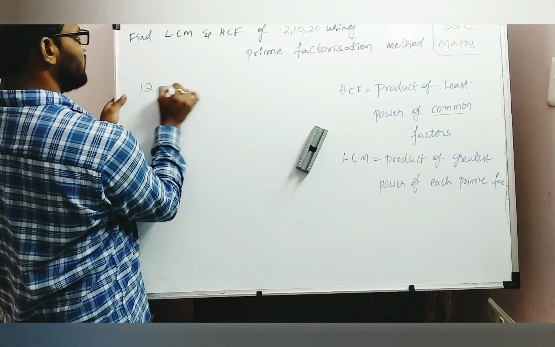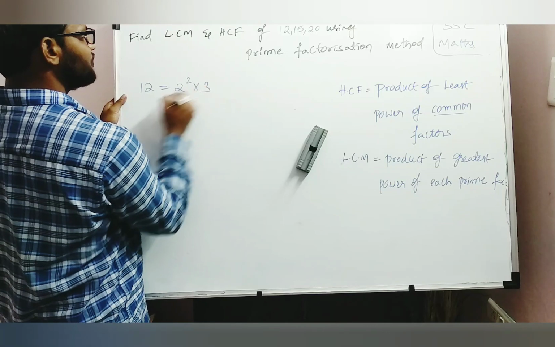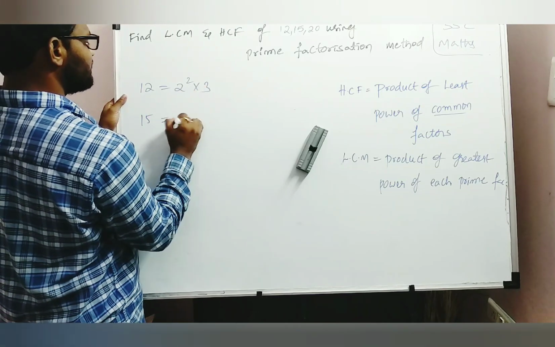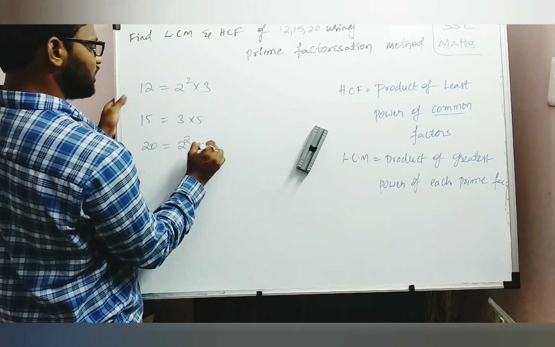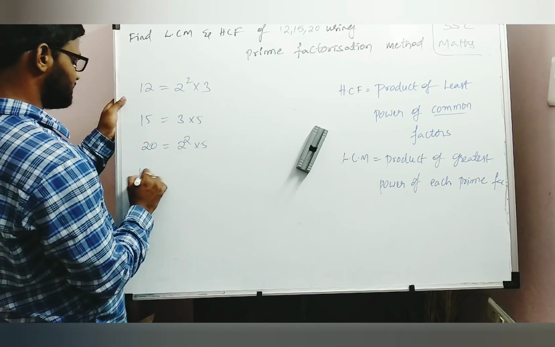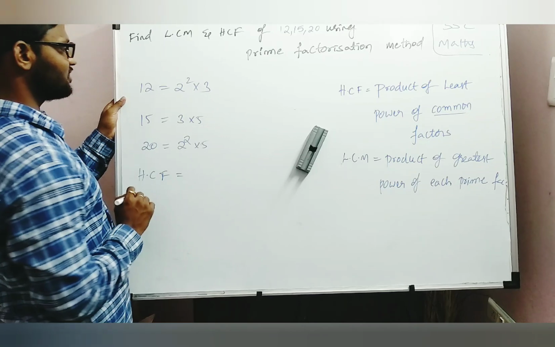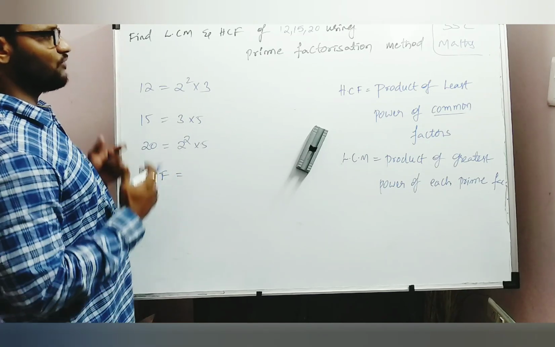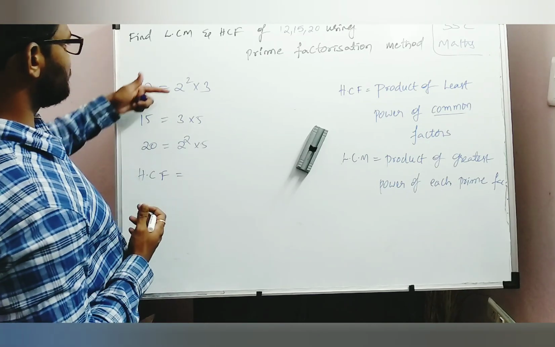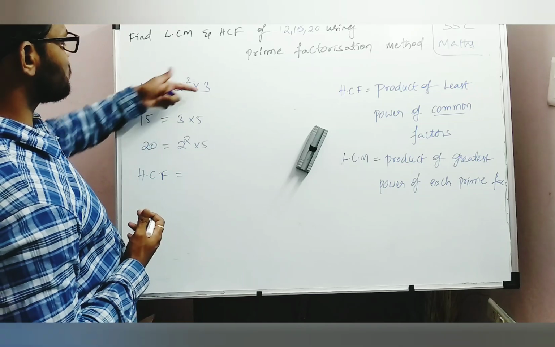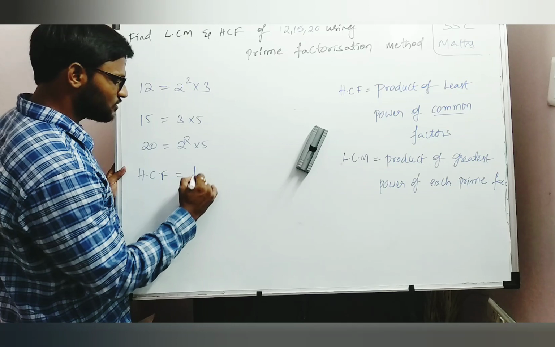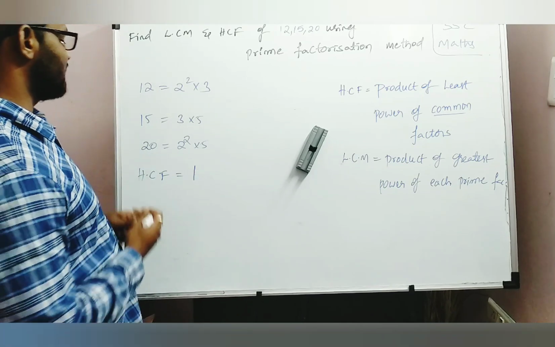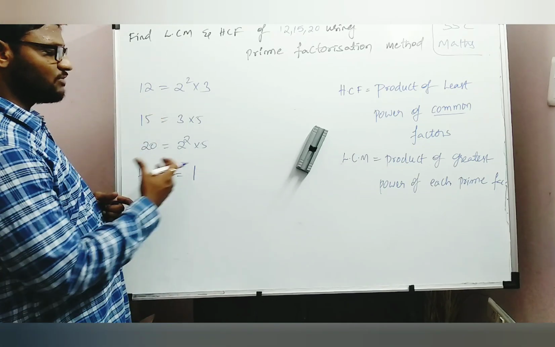take 12, 15 and 20. Same, 12 we can write 2 square into 3, 15 we can write 3 into 5, 20 we can write 2 square into 5. Now HCF. What is HCF? Product of least power of common factor. What is common? 2 is not common, 3 is not there here. So nothing is common. So if nothing is common, take 1 as HCF. HCF of these 3 numbers equal to 1.